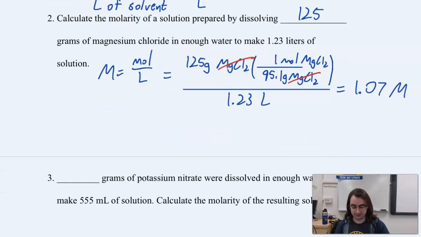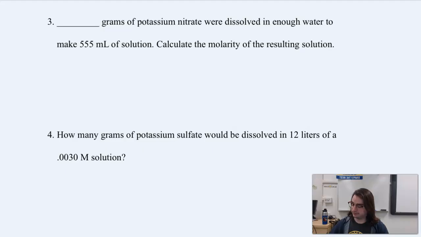Now, let's keep going. How about another problem where we are now dealing with 50 grams of potassium nitrate dissolved in enough water to make 555 milliliters of solution. We're calculating molarity again. Try this one again. If you didn't really get the other one, make sure you correct your mistakes this time. This problem is going to be practically identical. Correct your mistakes, give this a shot, come on back when you're done.